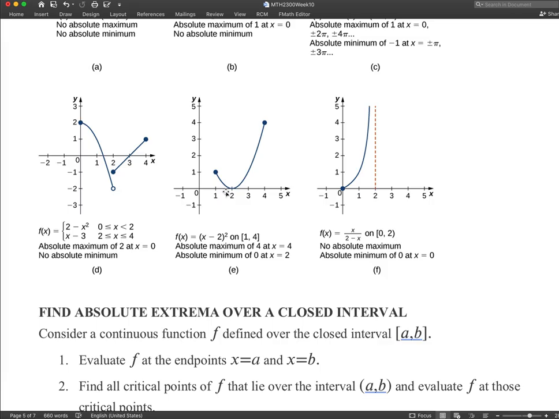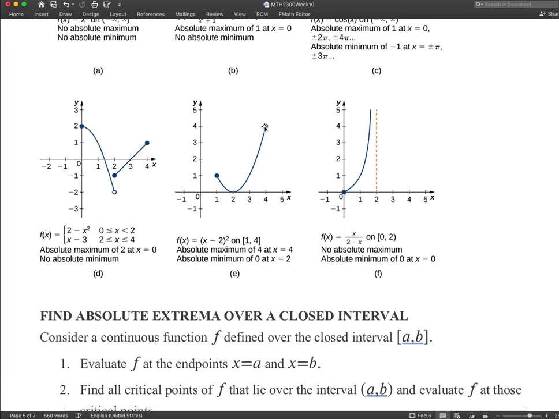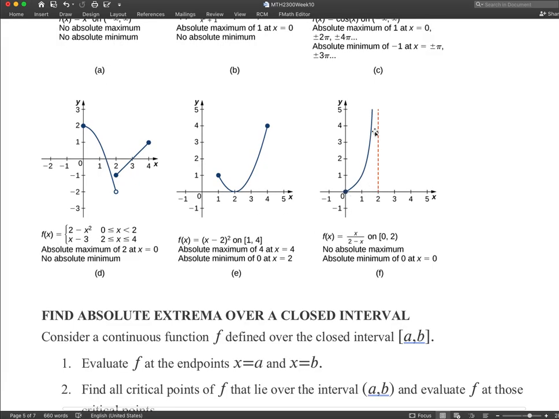Part E, I'm not sure if this is interesting, but it should be. You may take it for granted that this one is the maximum and this is the minimum. But actually, this is the absolute maximum, and the absolute minimum occurs here, right? Don't be tricked by those solid dots. Sometimes they say something, sometimes they don't. This is the absolute maximum, and the absolute minimum is at x equals 2. In this case, we do have an absolute minimum, but there's no absolute maximum.